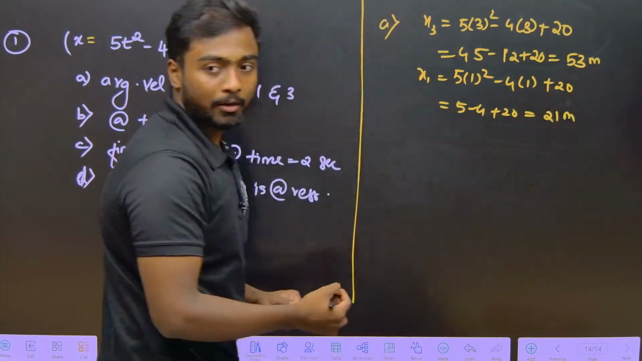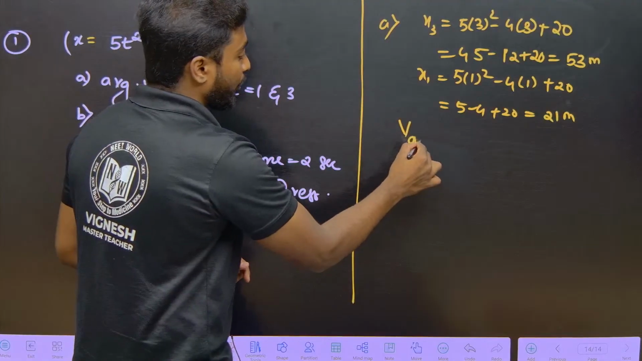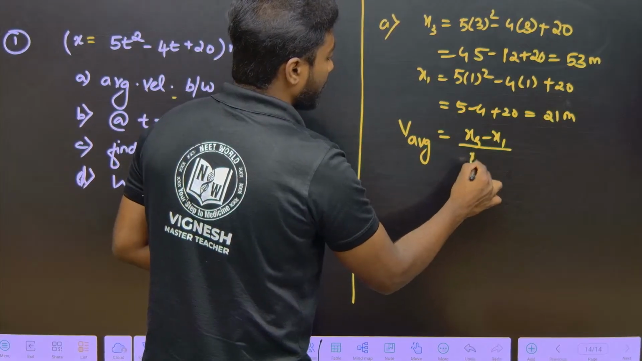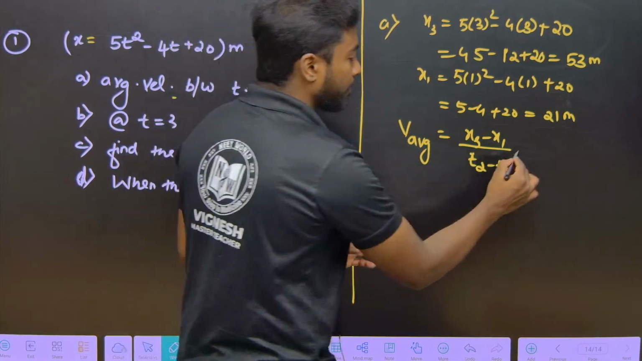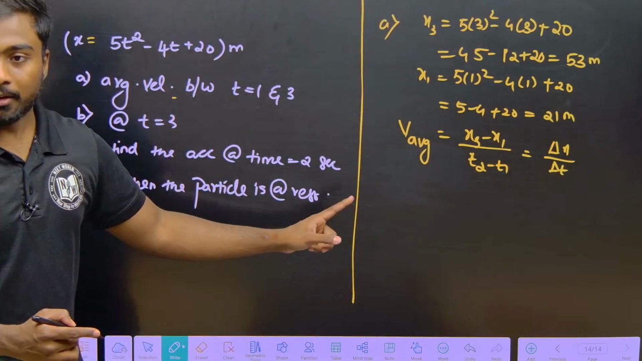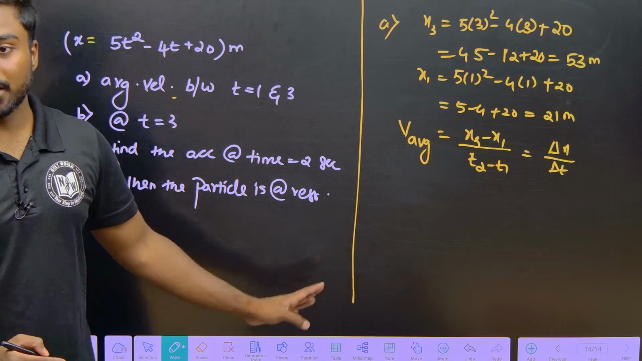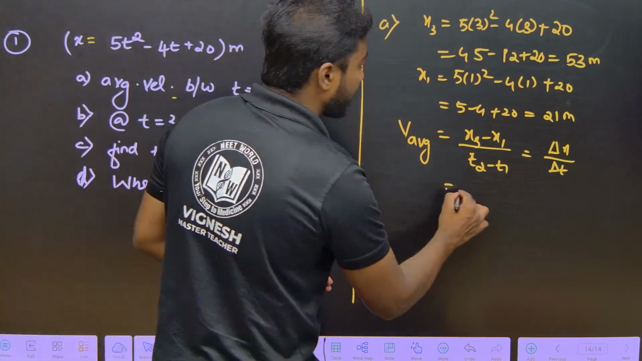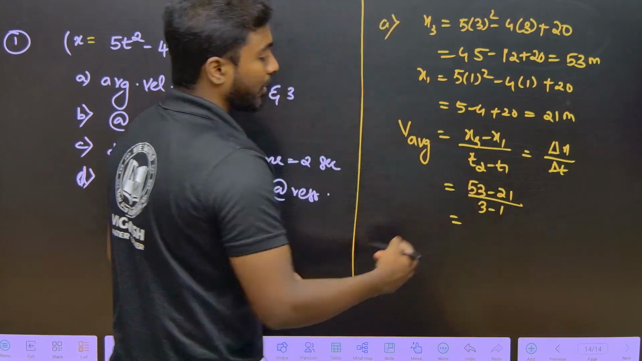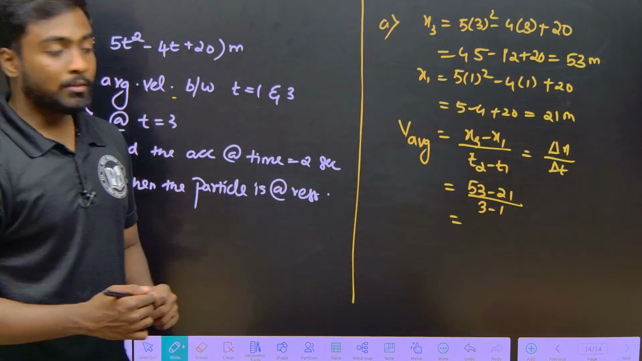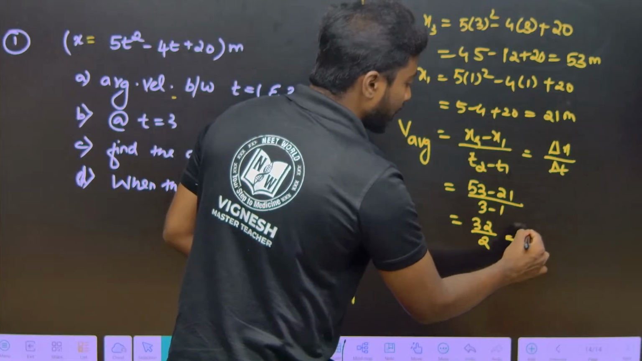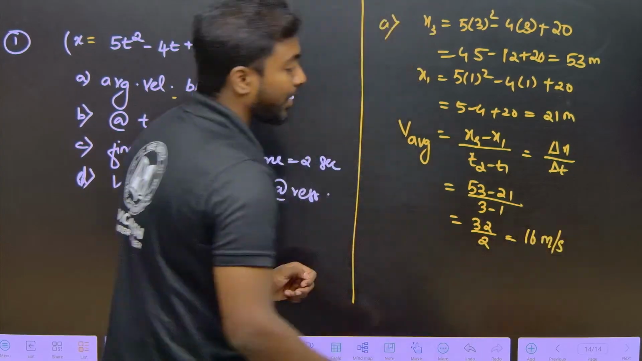This is 53 meter. So average velocity equals x3 minus x1 by t3 minus t1. Keep in mind, simply delta x by delta t is the average velocity, and dx by dt is the instantaneous velocity. So what will be the answer? 53 minus 21 divided by 3 minus 1. 53 minus 21 is 32. 32 by 2 equals 16 meter per second. This is the average velocity, right?